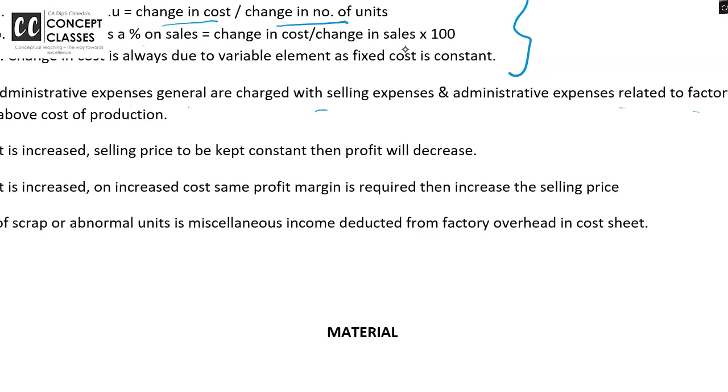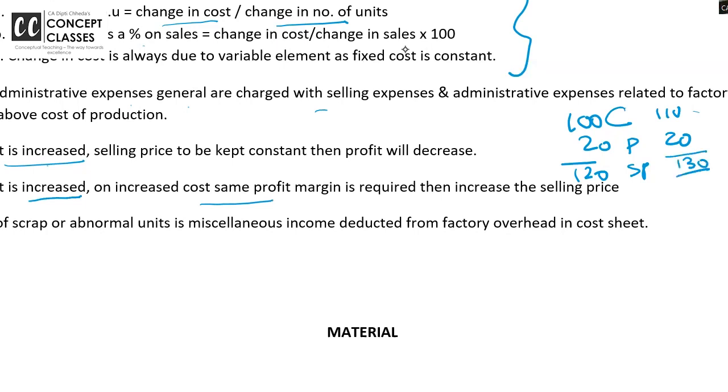Now, sometimes the cost is increasing. Say cost was 100, profit was 20. This is very good; simultaneous equations are sometimes asked. Selling price is 120. Now the cost has increased, this time our cost became 110. I want the same profit on the increased cost, 20. So what will be my selling price? 130. Are you getting what I am teaching? Core costing concept I am teaching.